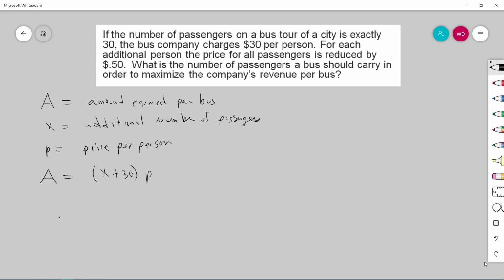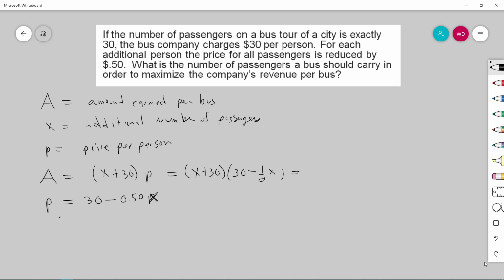This is obviously no good. I need a function of only one variable, but we know that the price per person starts at $30 and goes down by 50 cents per person. So that means that I can find that the amount is then really X plus 30 times 30 minus 1/2 X. There we go. So I'll just multiply this out to distribute that product.